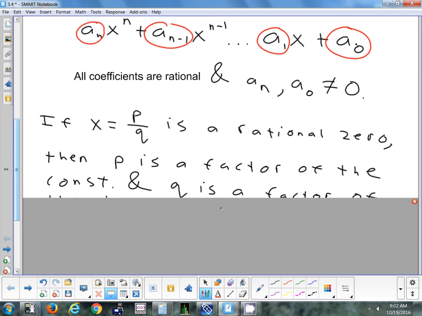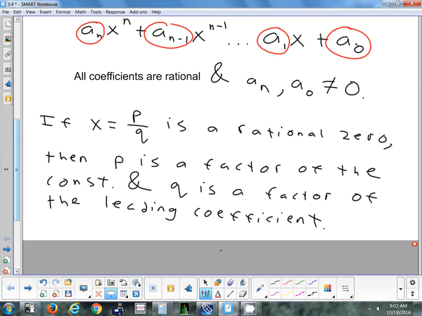That's how you figure out the numerator. And the denominator is the factors of the leading coefficient. So when you do the rational root theorem, when you look at your polynomial, there's only 2 numbers that the whole theorem depends on: the first one and the last one. You don't need to look at anything in the middle. So p is the factors of your constant, q is the factors of the leading coefficient.